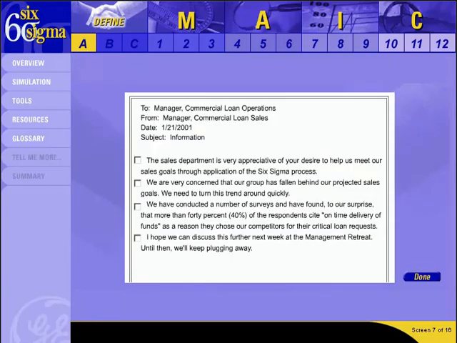Take a look at this email from the commercial loan sales manager that Siggy forwarded to me. Now remember that CTQs originate from the customer. Read the email to see if you can identify an opportunity to use our Six Sigma process to delight the customer. Then, click on the bullet point in front of the paragraph that contains the opportunity for a Six Sigma project. Once you have chosen a bullet point, click Done to continue.